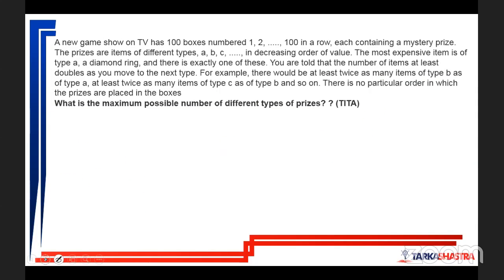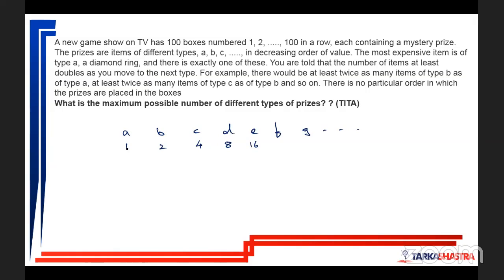Next one. What is the maximum possible number of different types of prizes? Now, to find the maximum number of prizes, A, B, C, D, E, F, G, and so on, what we must do is give the minimum value to all the types of prizes. So A would have 1, B would have 2, C would have 4. They should be at least twice, so exactly twice would do. Then D would be 8, E would be 16.